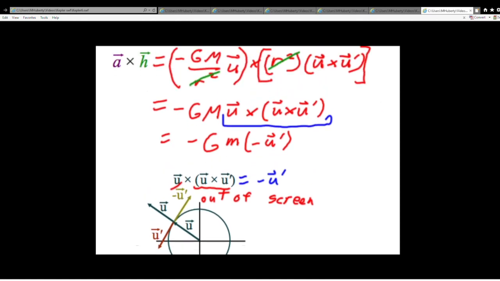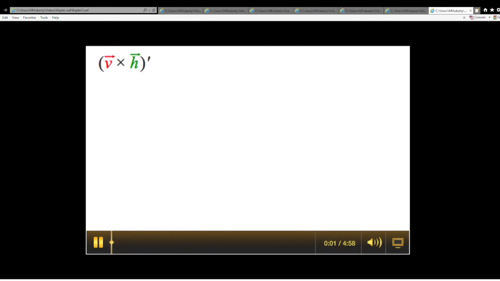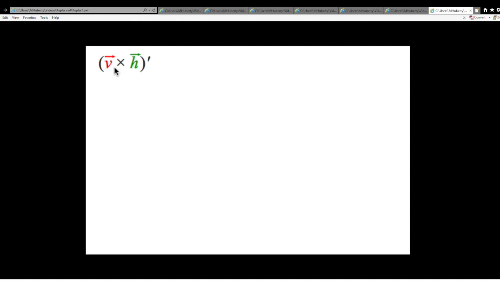So we can now conclude here that our a cross h vector is just going to be a cross h equals this. Well, now the negative times the negative makes a positive, GM u prime. Okay, now we're going to take the velocity vector crossed with that constant h vector, and we're going to take the derivative of that cross product.